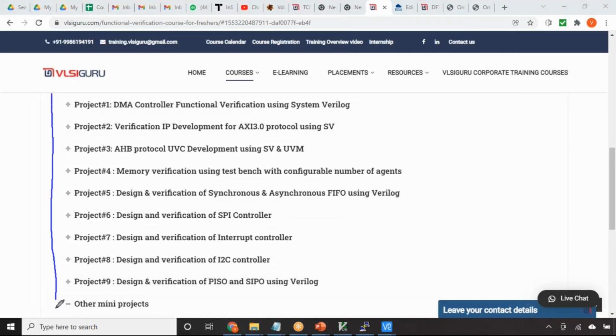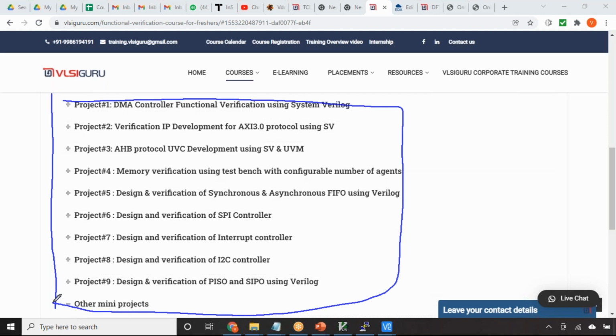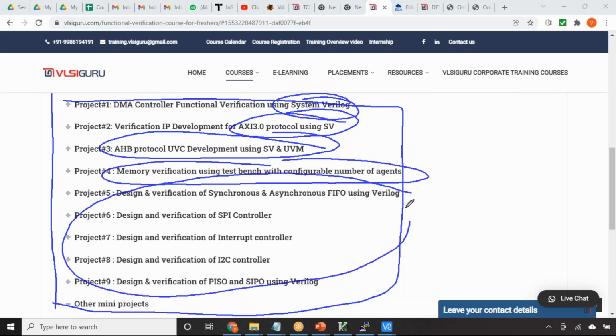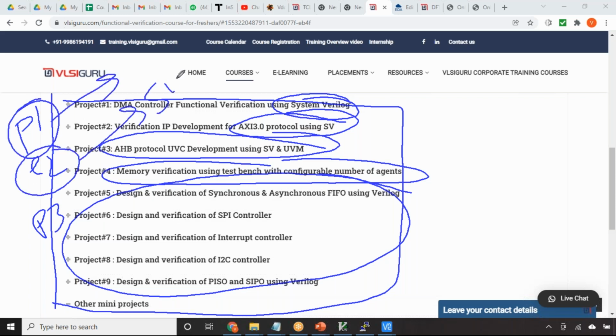So, sir, in these projects we are going to work on Verilog, SystemVerilog, like on which? Here you are going to work on SystemVerilog. Here also SystemVerilog. This will be done in UVM. This will be done in SystemVerilog and UVM. This will be done in Verilog. I told you the training is divided into multiple phases: phase 1, phase 2, phase 3. In the initial phase, you will work on Verilog-based projects. In phase 2, SystemVerilog-based projects. In phase 3, UVM-based projects.